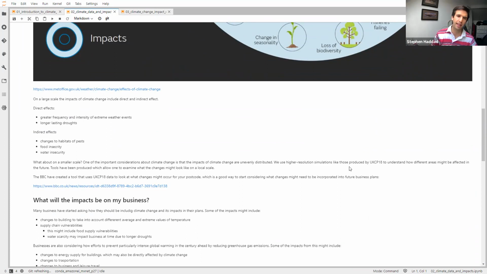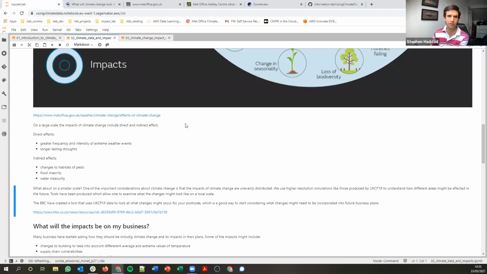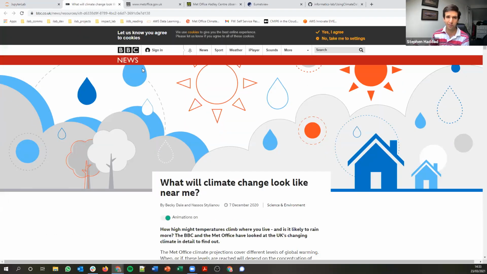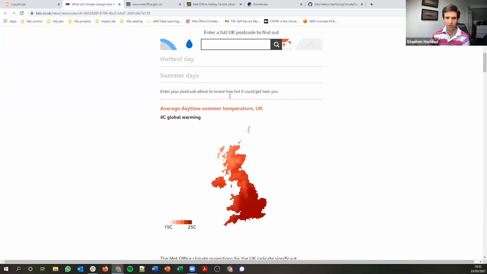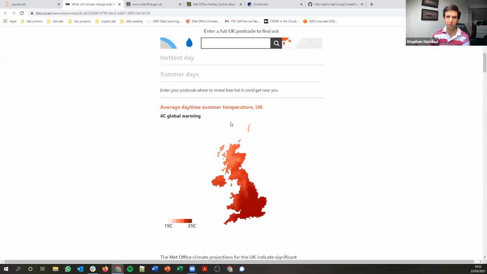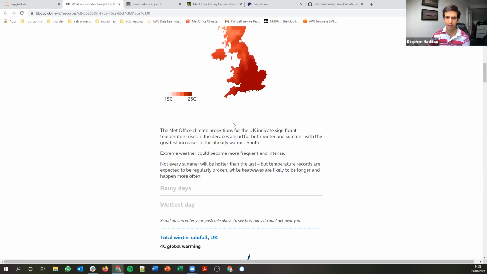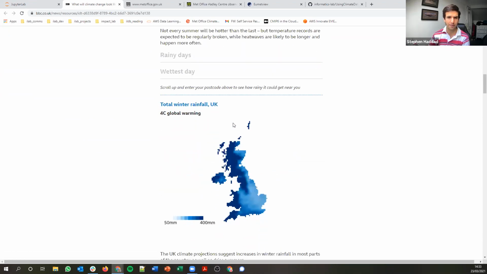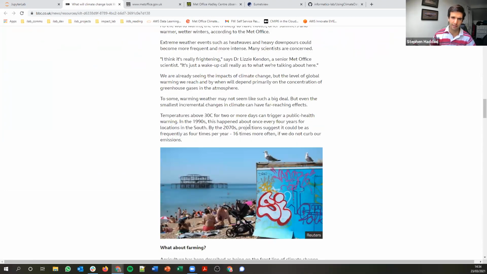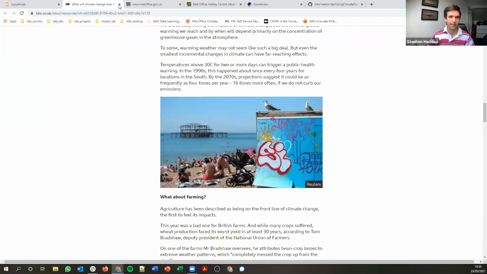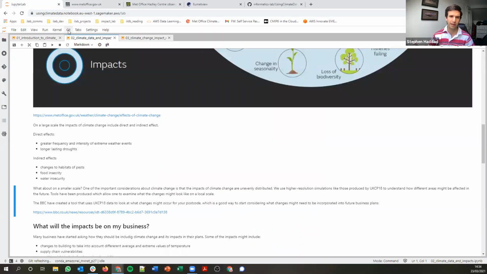And so looking at that data that we looked at previously, there are some nice tools available to start drilling down into what that data means on a local level. This, for example, is created by the BBC based on Met Office data, where you can enter your postcode and then see what will be changing about the weather in your area in the future. That's quite a nice way to get started looking at this climate data. There's a link in the notebook for you to play around with that.